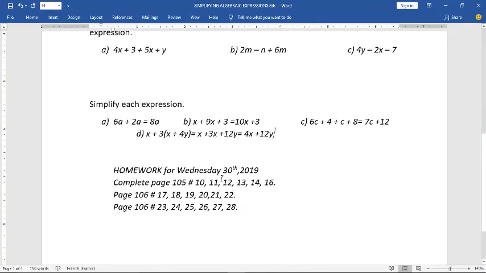Here is the homework for you, assigned Wednesday 30th 2009. You will be using your pre-algebra textbook and complete page 105, numbers 10, 11, 12, 13, 14, and 16. Page 106, numbers 17, 18, 19, 20, 21, and 22. Page 106, numbers 23, 24, 25, 26, 27, and 28.